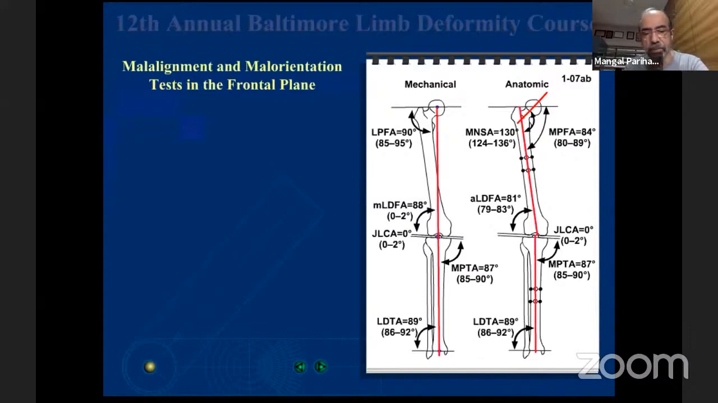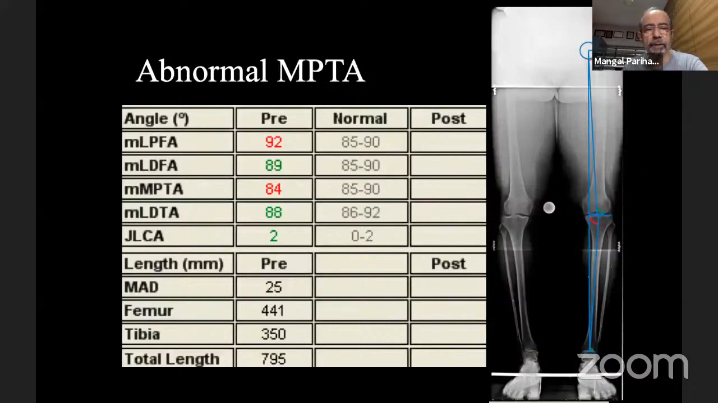Once you use these numbers 3-4 times, you will know them almost by heart, whether you're doing a mechanical or an anatomic. The only major difference is the LDFA, which is 88 mechanical and 81 anatomic. MPTA is 85 in both, LDTA is 89. All these angles are approaching 90 degrees, which basically tells you that the joint lines are parallel to the mechanical axis.